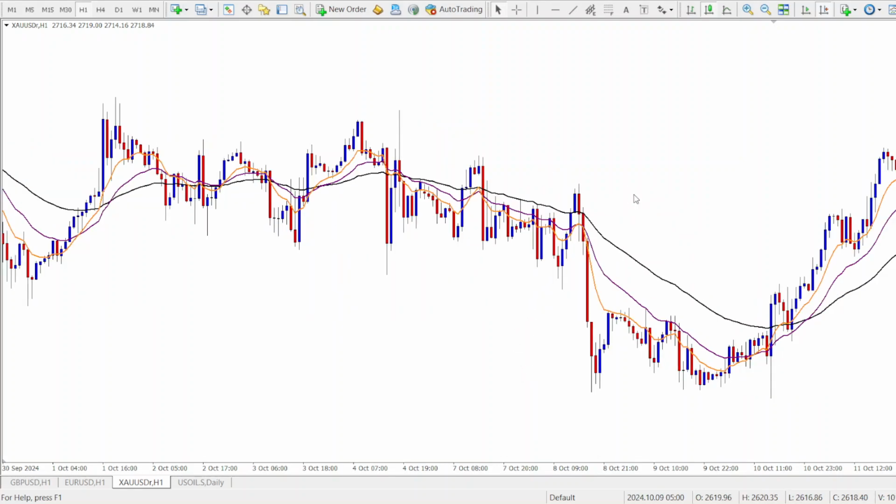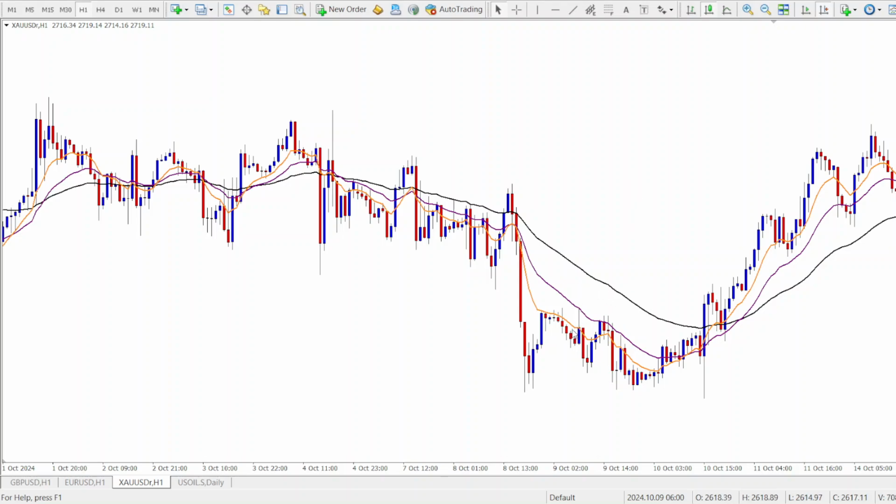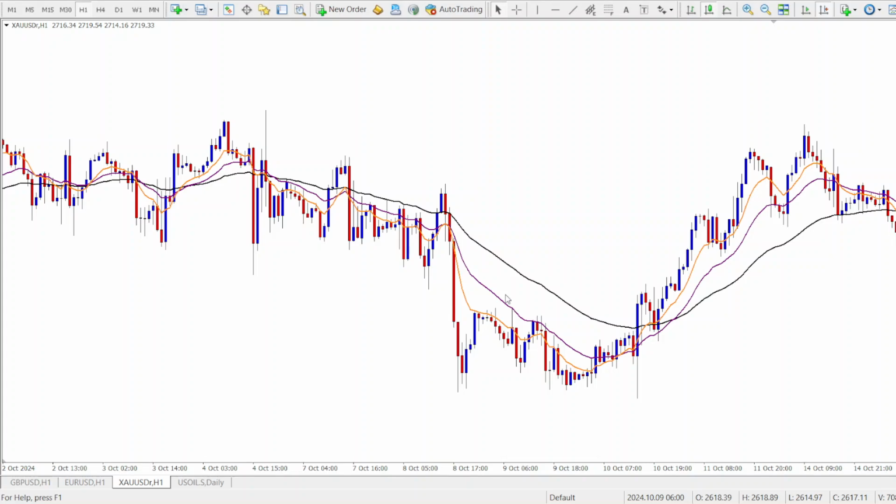All right, so we've added them to the chart. Now, the 9 EMA is a short-term moving average that reacts quickly to price changes. It helps in spotting quick trend shifts. As for the 20 EMA, it is a medium-term average that smooths out price fluctuations but still reacts faster than the longer term average.